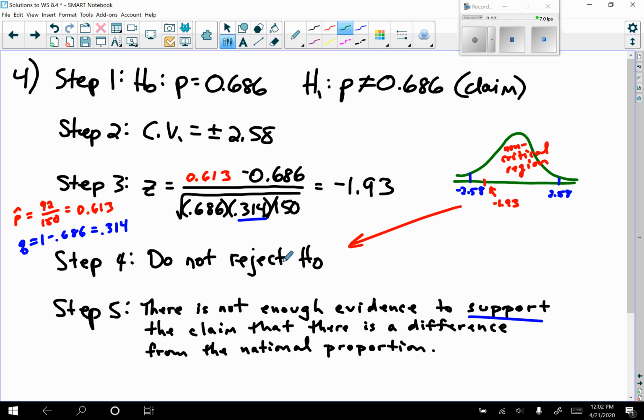So in this case, we do not reject the null hypothesis, which a way to look at it means we have to keep it. So there's not enough evidence, and we want to use the word support. Remember, when our claim is the alternative hypothesis, we want to use support. So there is not enough evidence to support the claim that there is a difference from the national proportion. Now, again, in the homework, if you just stop at there's not enough evidence to support the claim, that's fine. But remember, in your research report, you want to be very detailed. So when you mention step 5 and write that out, you want to go a little bit beyond and restate what your claim is again.